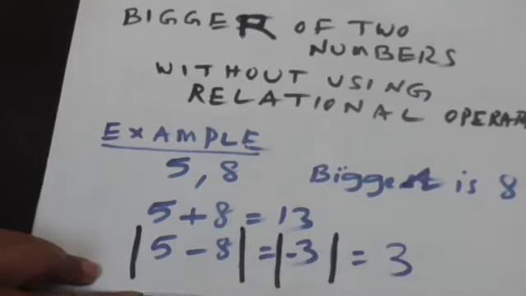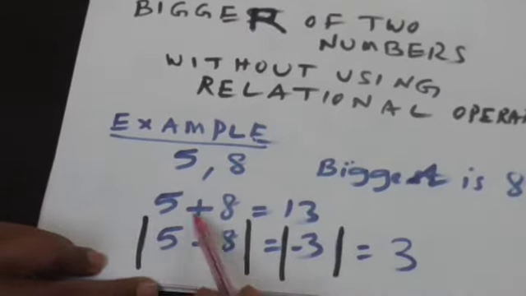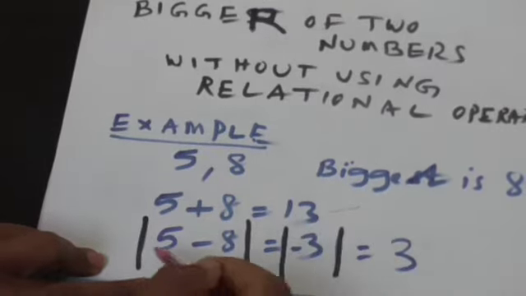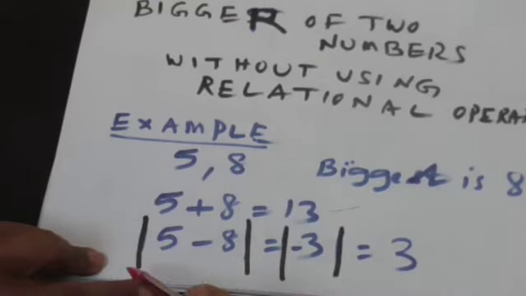It is found out by first finding the sum of the numbers 5 and 8, which is 13. Then take the absolute value of the difference of 5 and 8. So 5 minus 8 is minus 3, and its absolute value is 3.